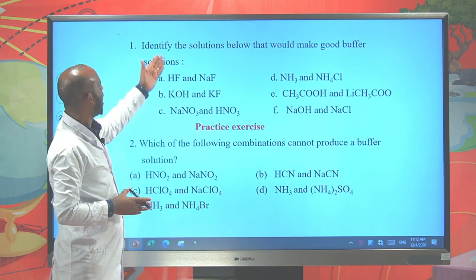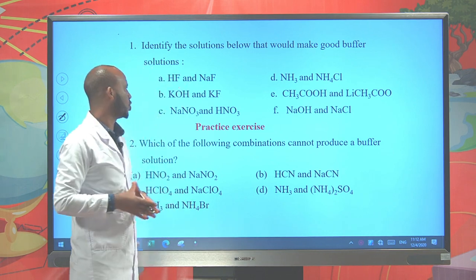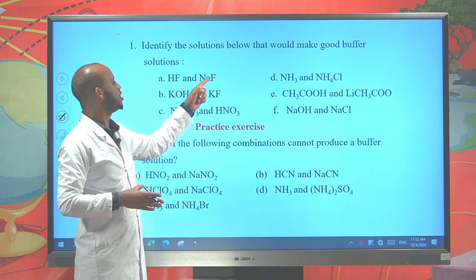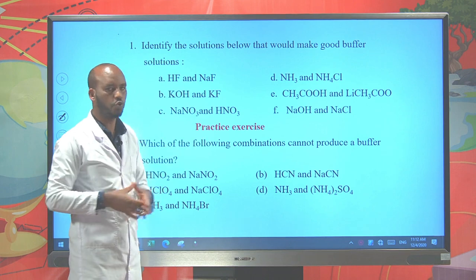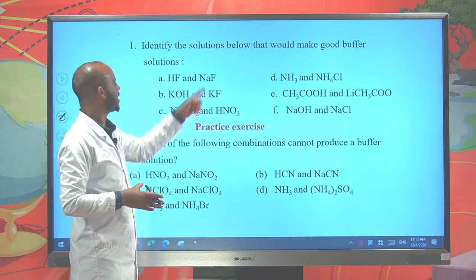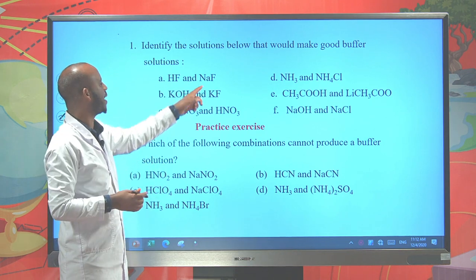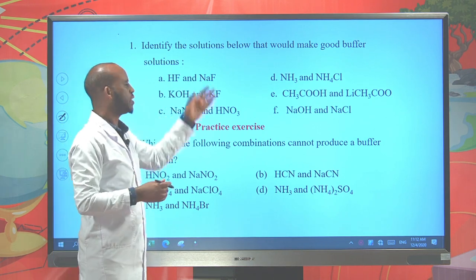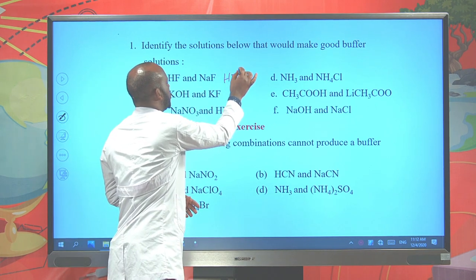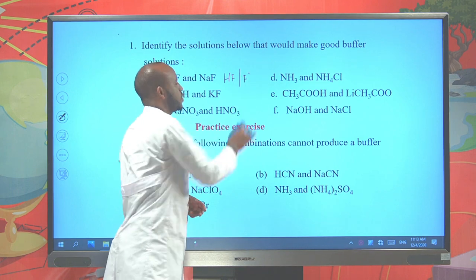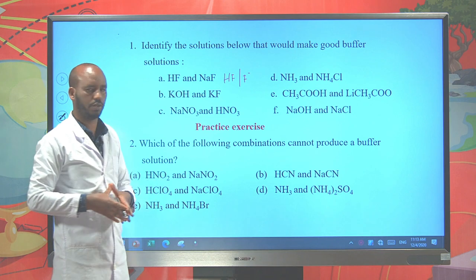For example, identify the solutions below that would make good buffer solutions. A, HF and sodium fluoride. This solution is a buffer solution because it contains a weak acid, hydrofluoric acid, and its conjugate base, fluoride ion. Sodium plus is the spectator ion. Therefore, HF and its conjugate base, F minus, make a buffer solution, which is an acidic buffer solution.